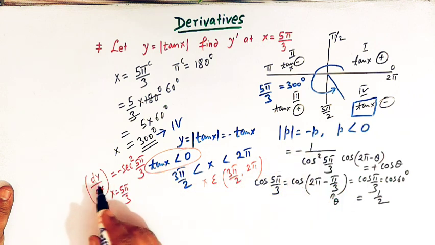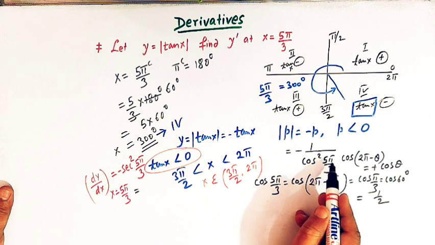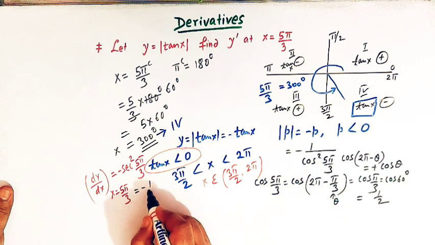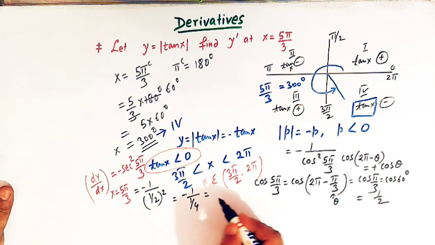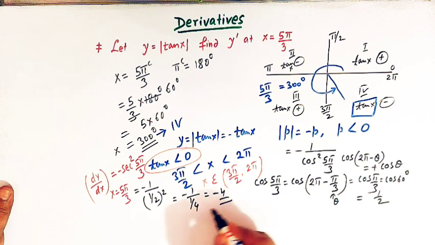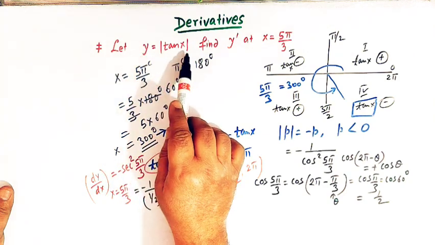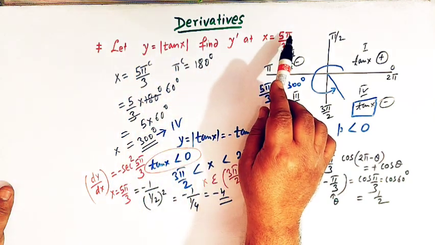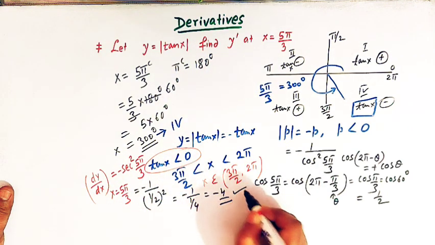So our derivative is now equal to negative of 1 over cos square 5 pi by 3. So we have minus 1 over half square. So this is minus 1 over 1 over 4, that is equal to negative 4. So we can take 4 to the numerator, right? So the derivative of y is equal to mod of tan x at x is equal to 5 pi by 3 is given by negative 4.